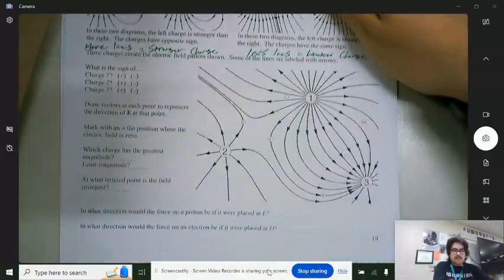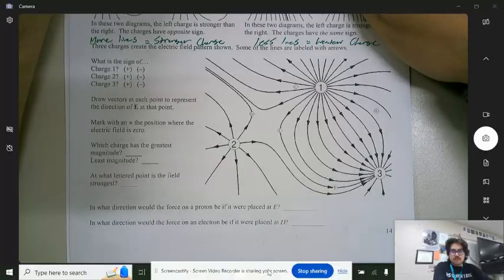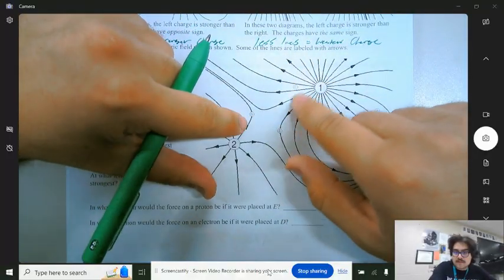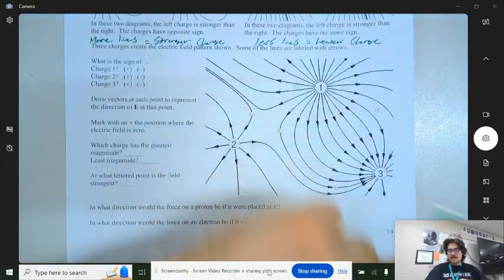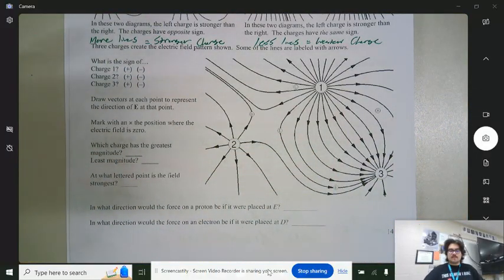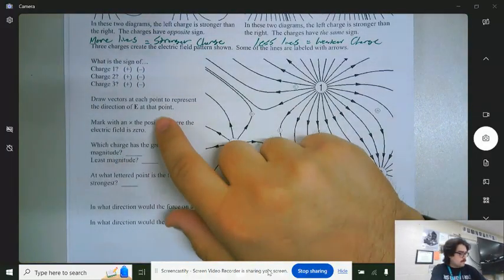Okay, we've got 3 charges that make this electric field pattern shown. We have some of these little bubbles for letters, right? And you're thinking like, oh, I got to select the correct answer on the test. No, that's not what we're looking at right now, okay?